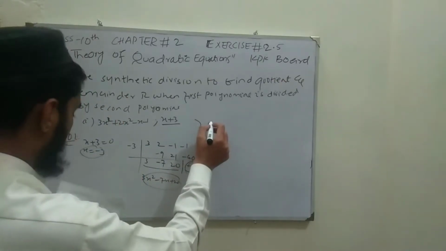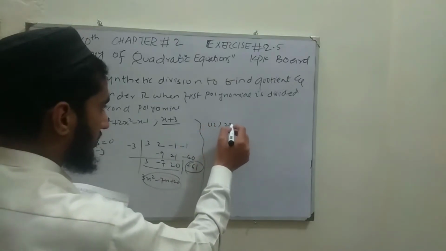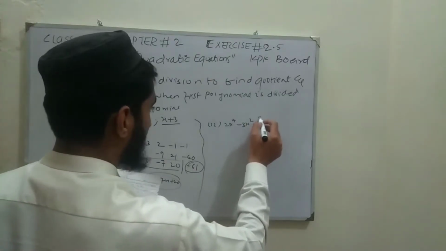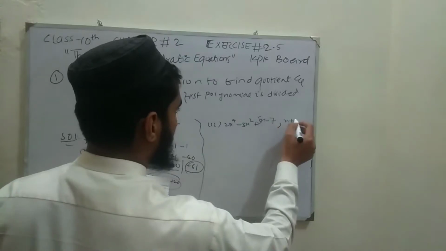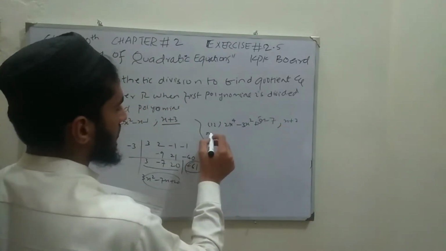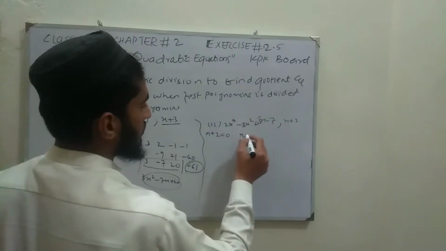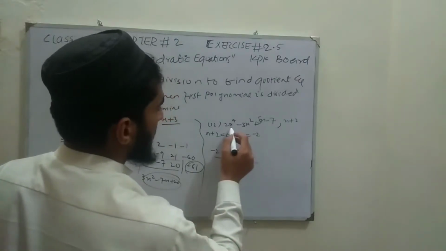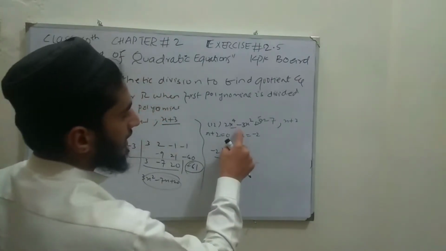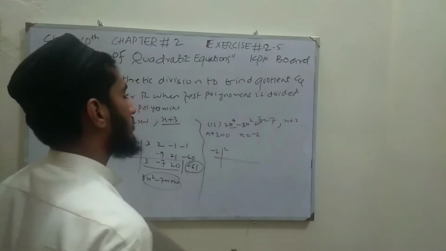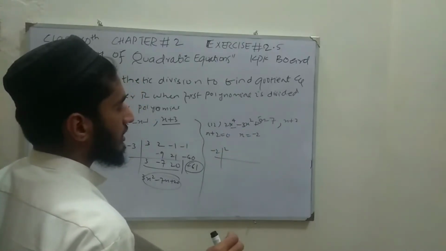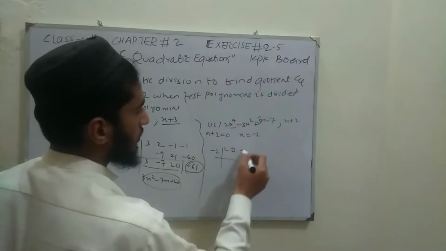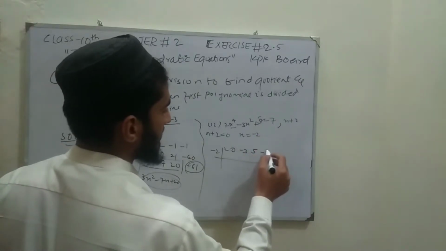Solving part 2: 2x power 4 minus 3x squared plus 5x minus 7 divided by x plus 2. First equate x plus 2 to 0 to solve for x, so the x value is minus 2. Inside, the coefficient of x power 4 is 2, and x power 3 is missing, so for the missing variable we write its coefficient as 0. The coefficient of x squared is minus 3, the coefficient of x is 5, and minus 7 will come down the same.